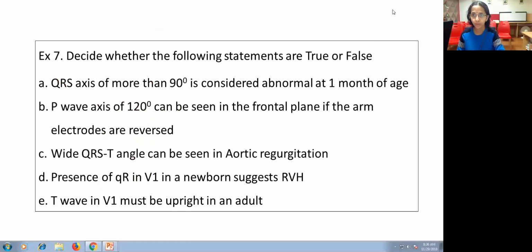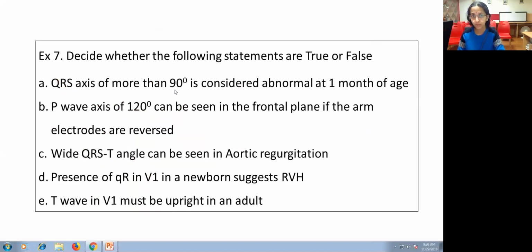So now we will go question by question. You just have to tell me whether this is true or false. QRS axis of more than 90 degrees is considered abnormal at 1 month of age. Do you think it's abnormal at 1 month of age? No, false. Correct. We come to the next question.